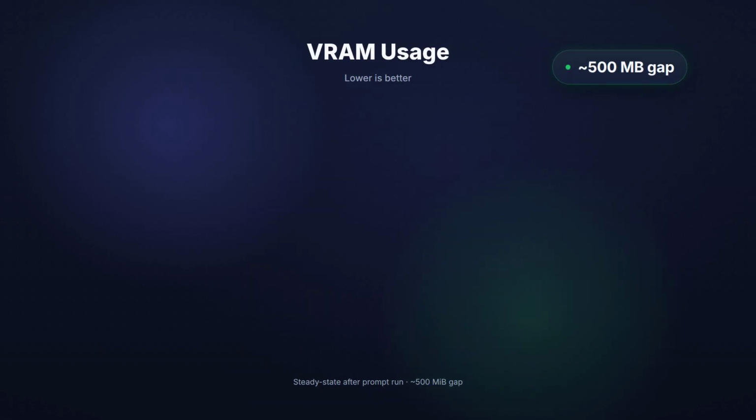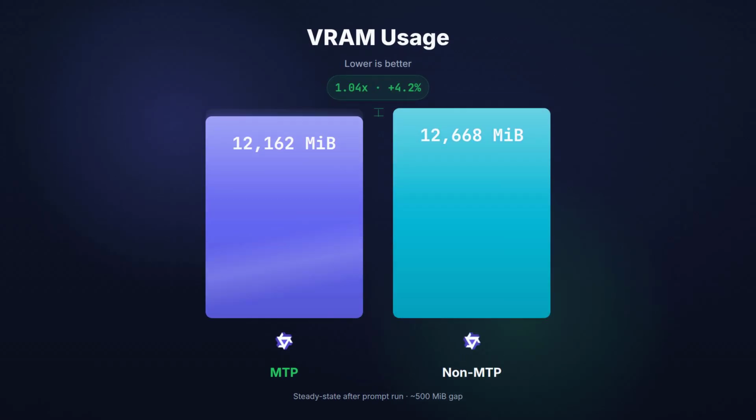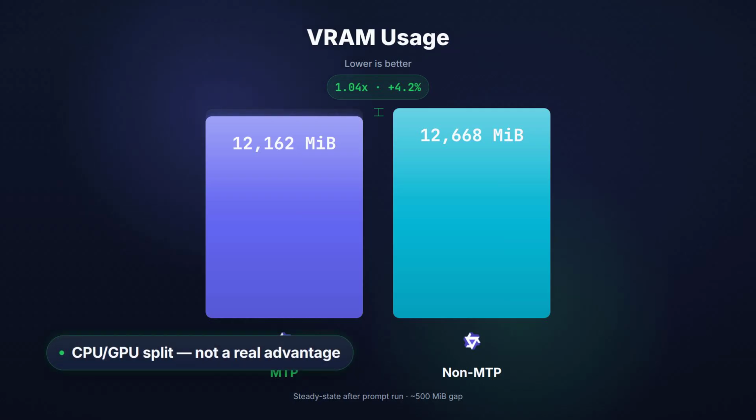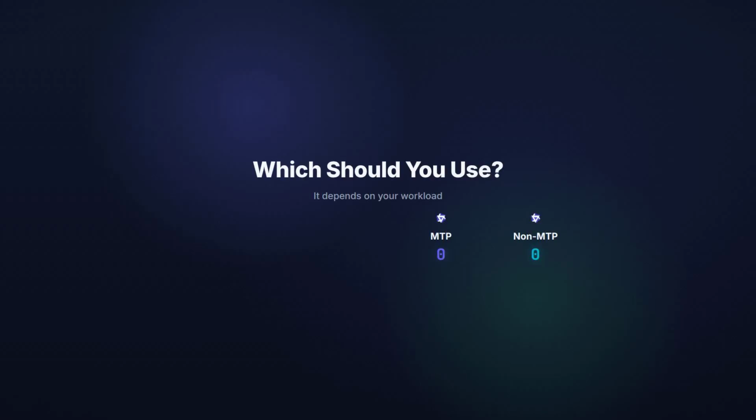That's the real story behind the roughly 500 megabyte gap between MTP's 12,162 megabytes and non-MTP's 12,668 megabytes. It reflects small differences in how that CPU-GPU split gets allocated, not a meaningful advantage of one variant over the other. So which should you use?